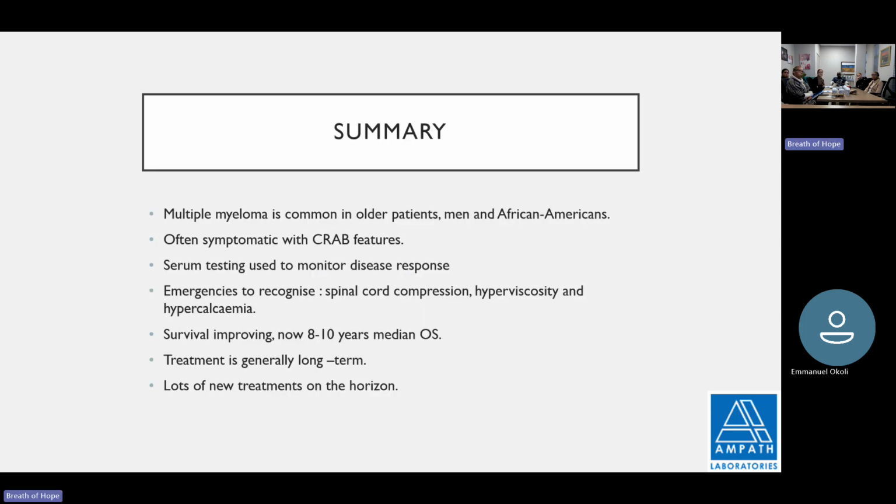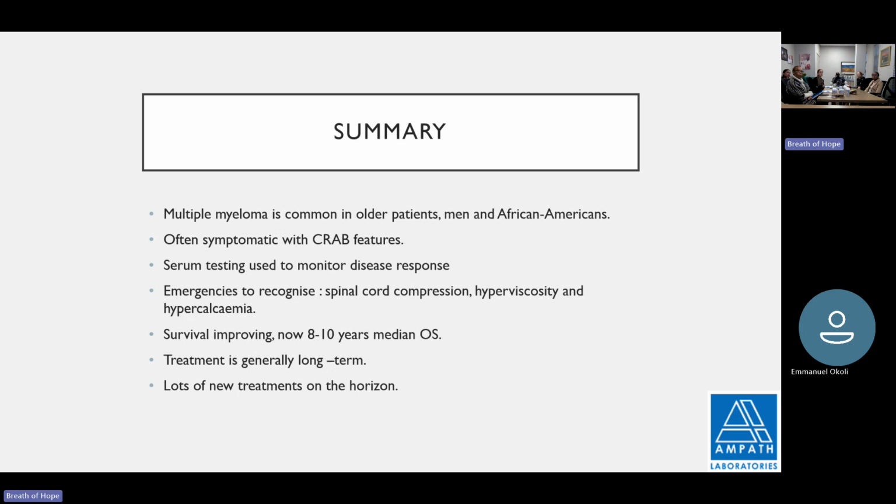So just a summary: multiple myeloma is common. It's common in older patients, especially men of African descent. They're often symptomatic with CRAB features. Very important, if a patient complains about back pain, an older gentleman, it will be nice to work this patient up with an SPEP. It's also nice to do serum testing and to monitor these patients for disease progression. Remember that there's also an emergency to recognize: spinal cord compression, hyperviscosity, and hypercalcemia.